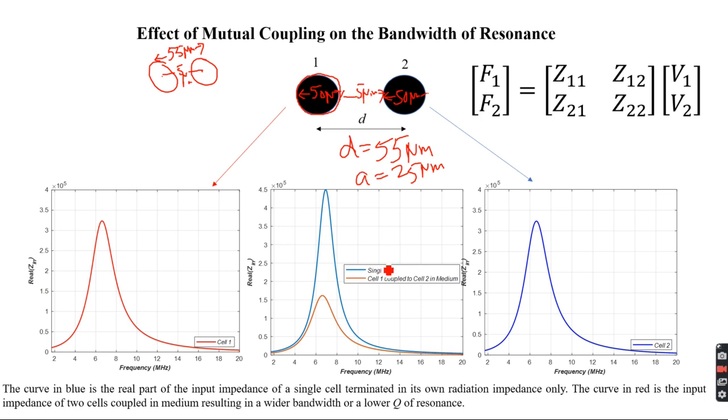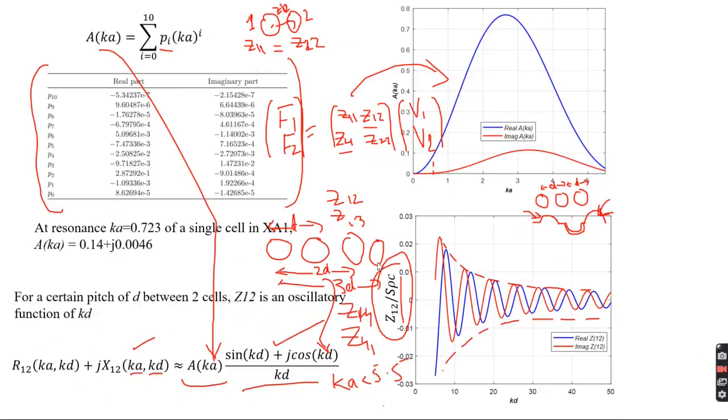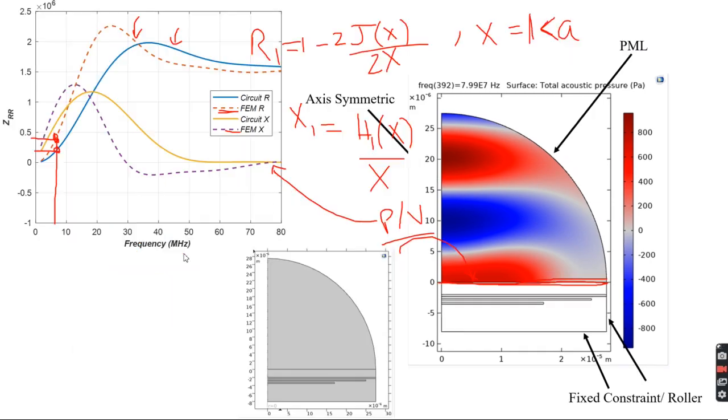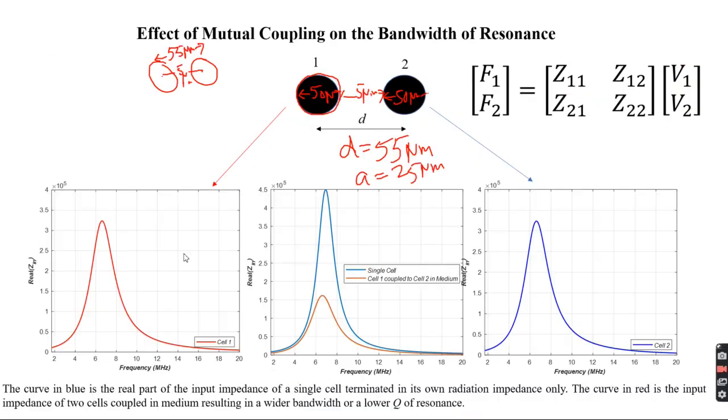And if you compare this with the single cell that we did earlier, the single cell looks like this, and the impedance level is about 4 times 10 to the power 5, about 400 kilo ohms. It's a large impedance, and it happens at 7 megahertz. So that's my reference. I'm curious to see how the single cell compares with two cells which are coupled in a medium.